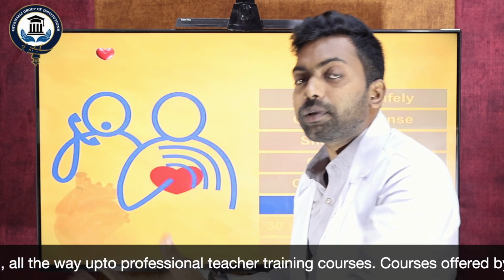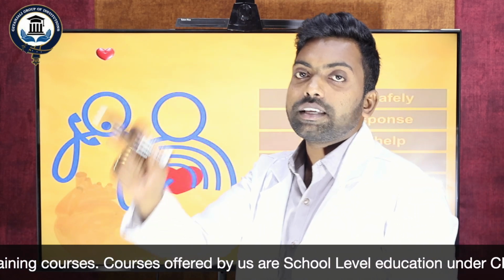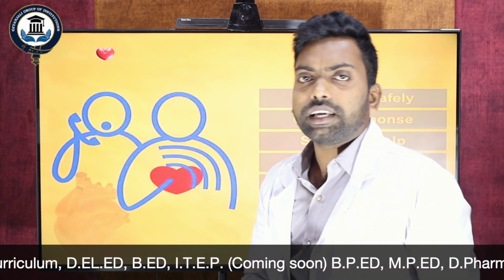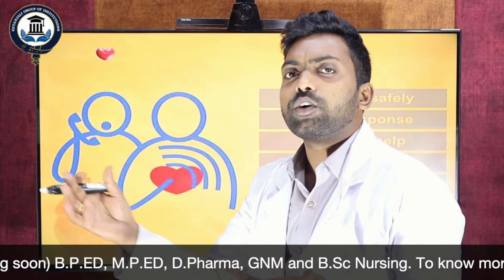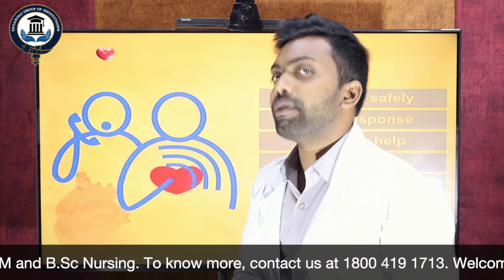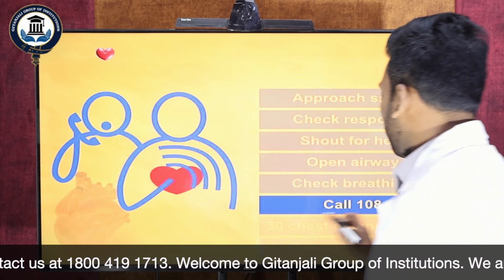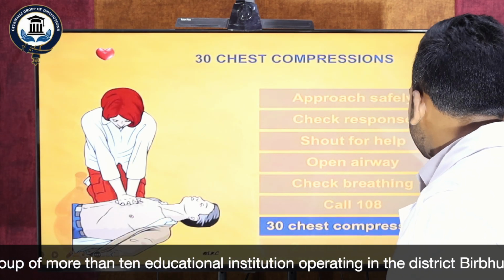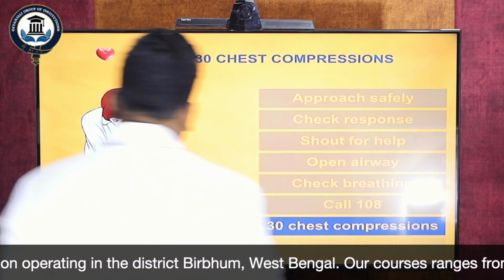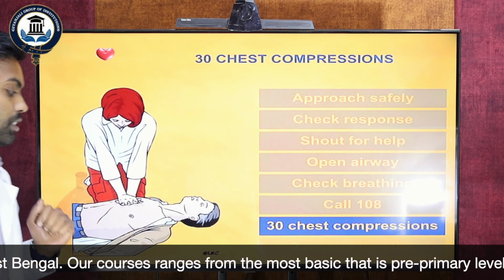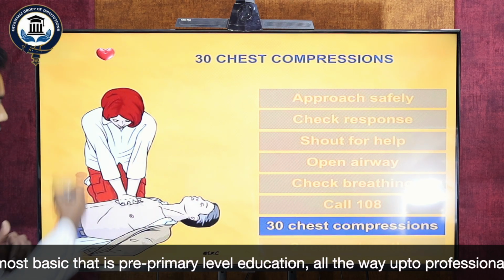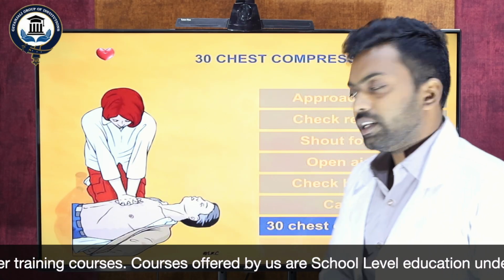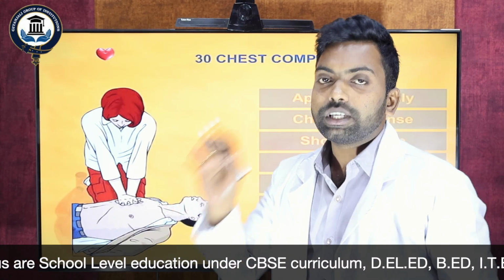Before you start the CPR, call your emergency vehicle number. In some states it is 108, in some states it is 102. Based on the state protocol, a number is allotted for emergencies. You call, and after calling, immediately you start the CPR, nothing but cardiac compressions, chest compressions. This is the exact location and position of the compressions. Let me tell you how to give the chest compressions.